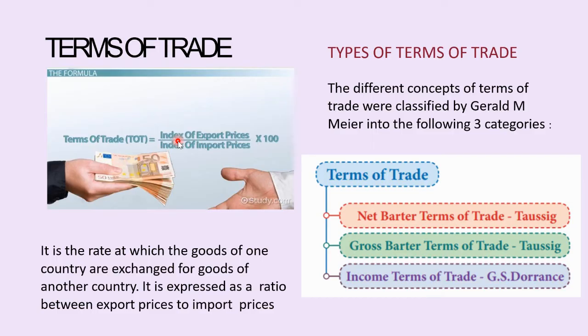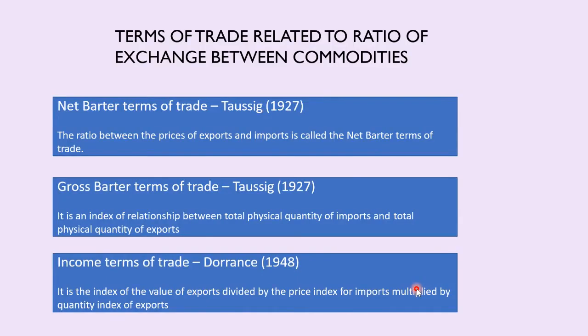After that, we saw the terms of trade. What do you mean by terms of trade? And the types of terms of trade given by Gerald M. Meier. Under that, we saw the different types: net barter terms of trade given by Taussig, gross barter terms of trade given by Taussig, and income terms of trade given by G.S. Dorrance.